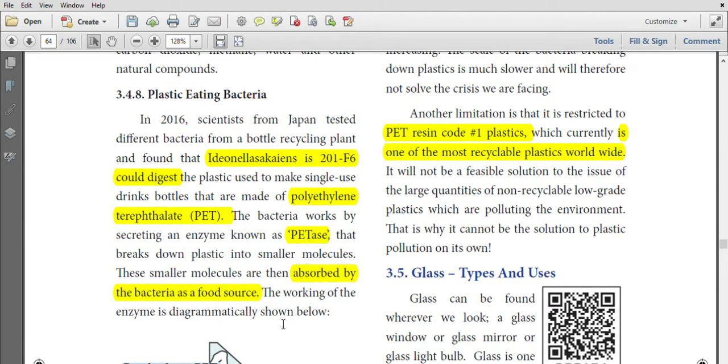Plastic-eating bacteria: Ideonella sakaiensis 201-F6 is a bacterium that can digest polyethylene terephthalate plastics. It contains the enzyme PETase. It decomposes the plastic polyethylene terephthalate, which is absorbed by the bacteria as a food source. They absorb it and produce energy from that.